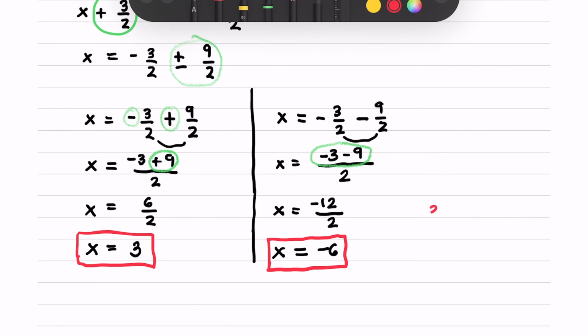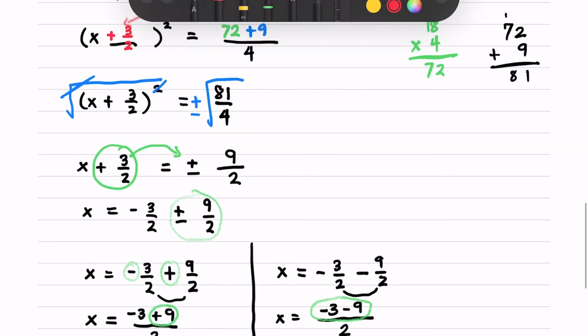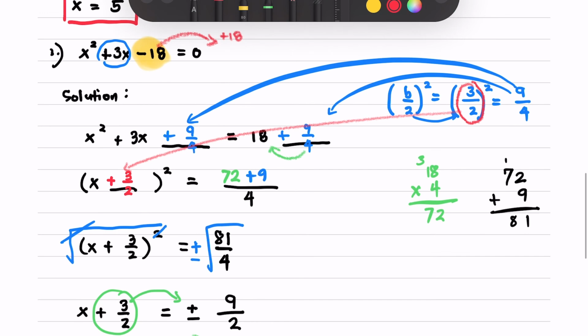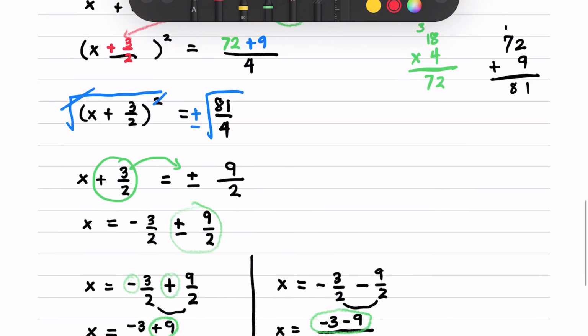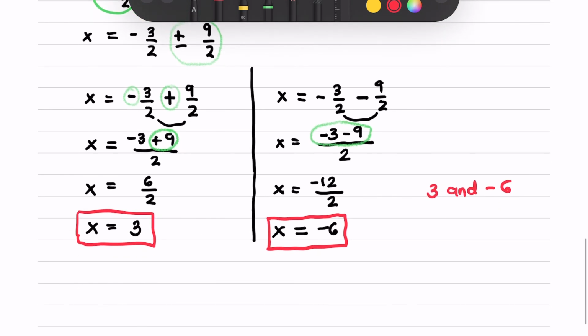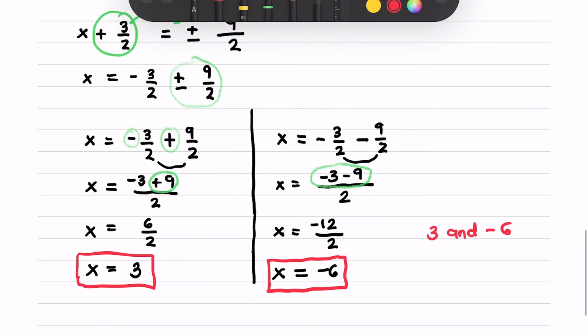Okay, so we have 3 and negative 6. So these are the roots of our equation x squared plus 3x minus 18. I hope naintindihan nyo yung completing the square. Okay, so kailangan nyo lang mag-practice na isolve ulit itong mga ito. Okay, bye!